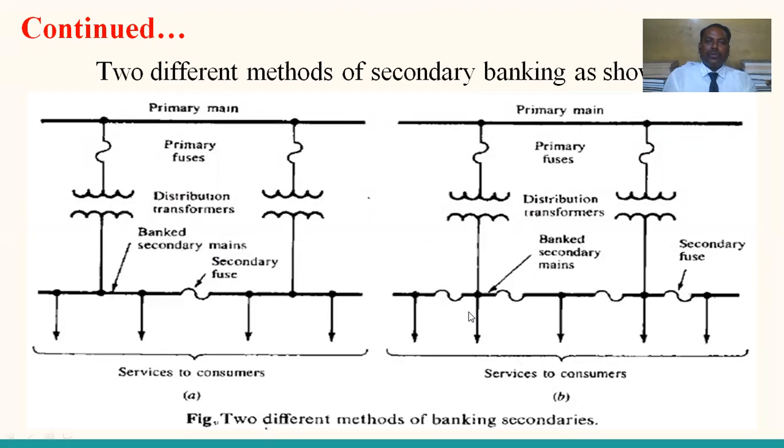So these are the two different methods of secondary banking, so that good voltage regulation, good reliability, and good continuity of supply are all obtained. This is simply referred to as the design consideration of the secondary distribution system. With this, the topic is completed.